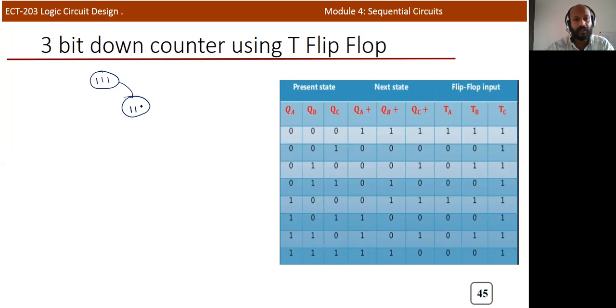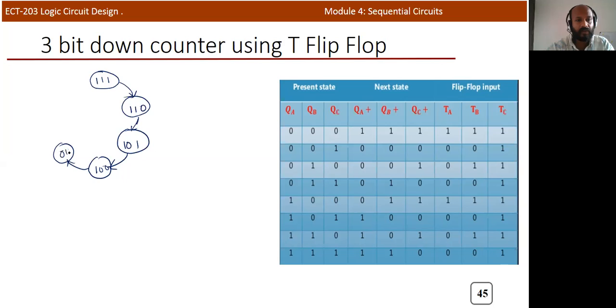That is 1 1 0. Okay, from 1 1 0, you can expect a next state which is equal to 1 0 1, which is equal to 5. Then again, if you apply clock, it will go to the next state. It's 1 0 0, and again, if you apply clock, it will go to the next state.